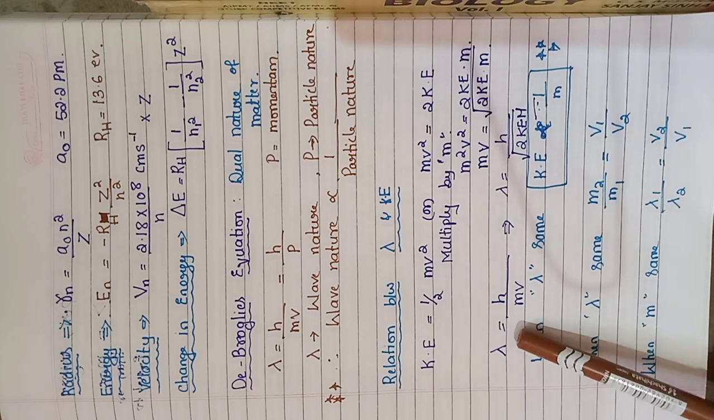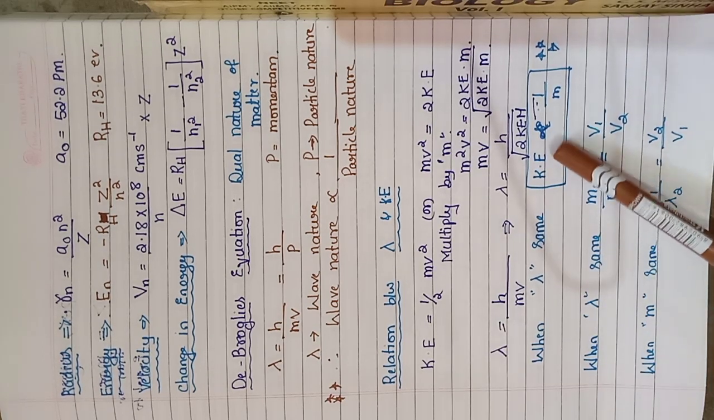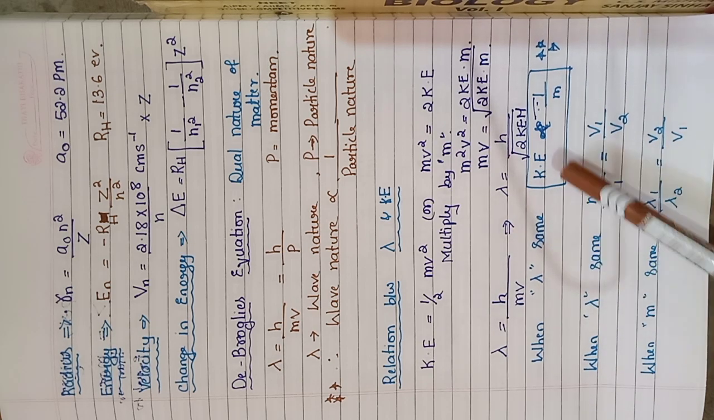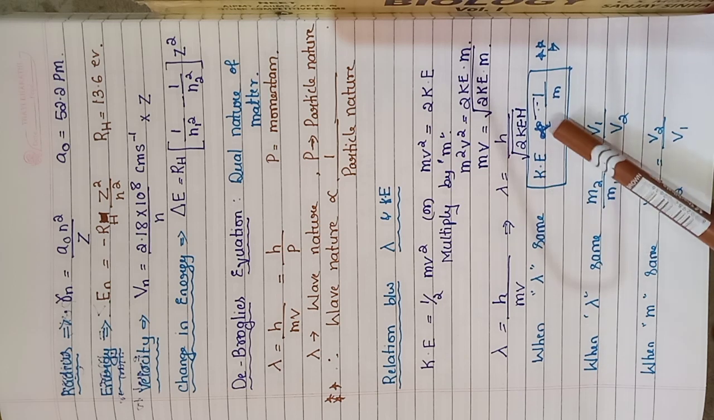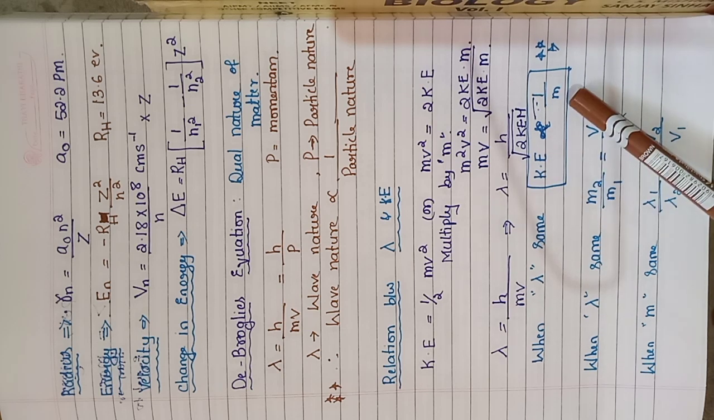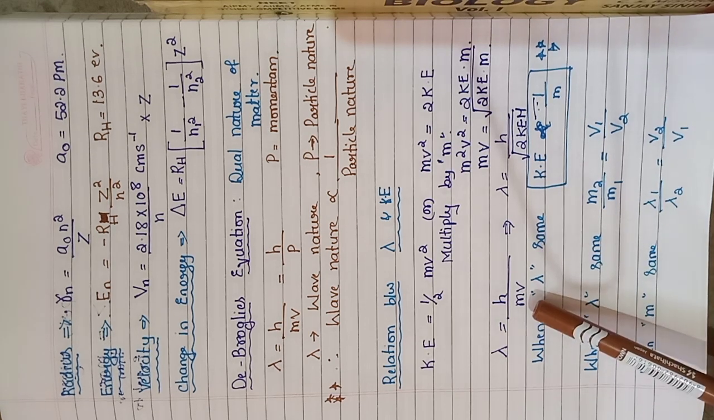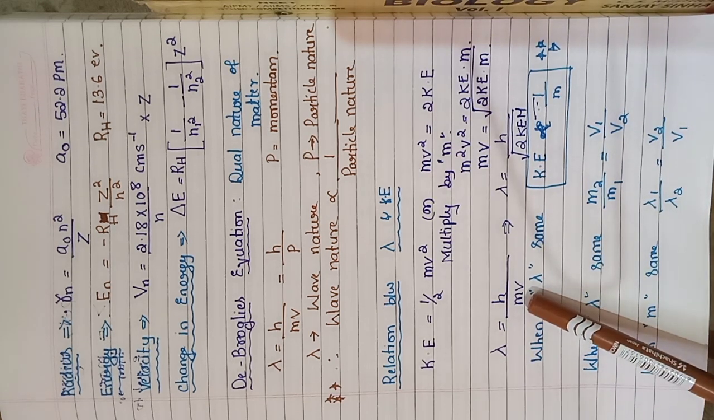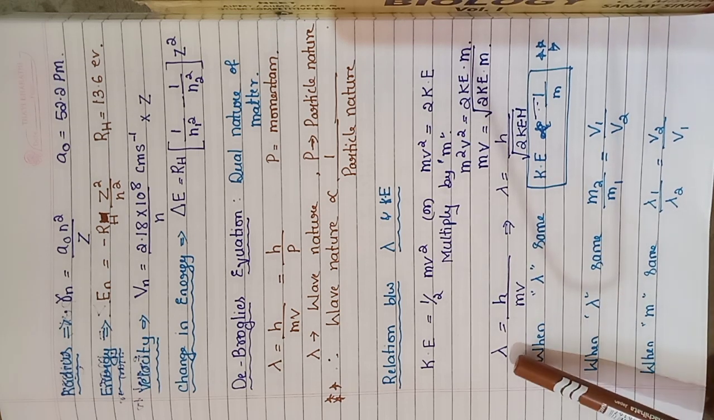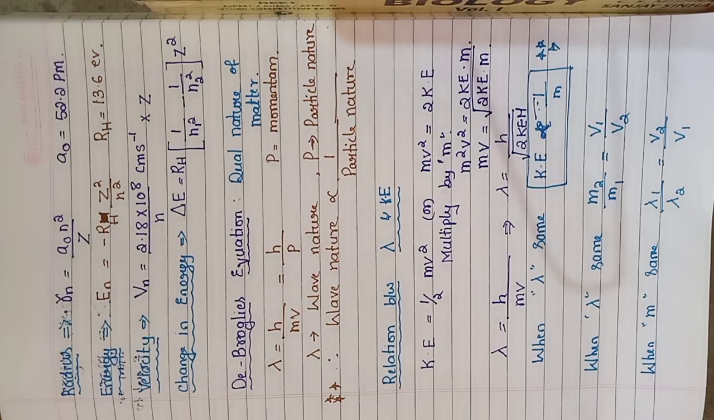In that case, if lambda is the same, if the wavelength is the same, then kinetic energy is inversely proportional to mass. If you consider lambda as the same, then kinetic energy is inversely proportional to mass. Remember this. If the wavelength is the same, then kinetic energy is inversely proportional to mass. And if lambda is the same, then we must remember that m2 by m1 is equal to v1 by v2. Or if m is the same, then lambda1 divided by lambda2 is equal to v2 by v1. These formulas are important to remember.